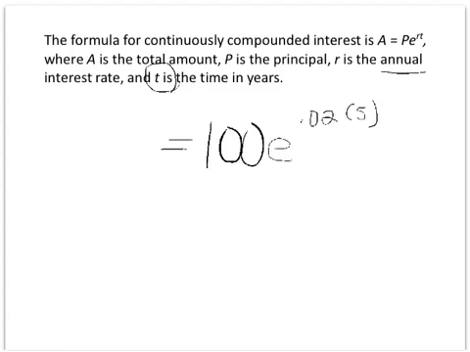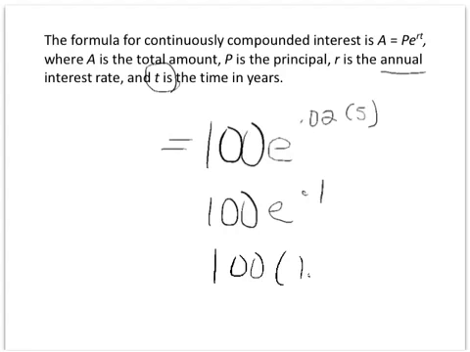So we need to figure out how much money we're going to have at the end. I'm going to do 0.02 times 5 and raise e to that power. e to the 0.1 is 1.105 and some change. So my final amount of money after 5 years would be $110.52. Not the best investment, but that's a basic example.